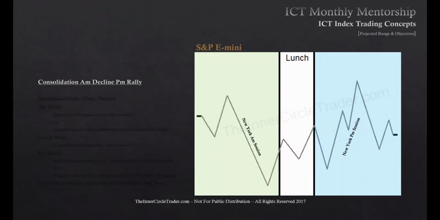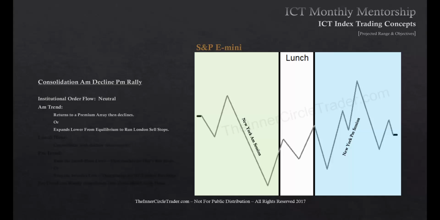Consolidation, AM decline, PM rally. This is just the opposite of what we just saw. Institutional order flow again will be neutral or uncertain to you. The AM trend will see price return to a premium array, then decline, or after the first hour of trading or the opening range, price will expand lower from equilibrium to run London sell stops. The lunch hour is going to see consolidation with shallow retracements.